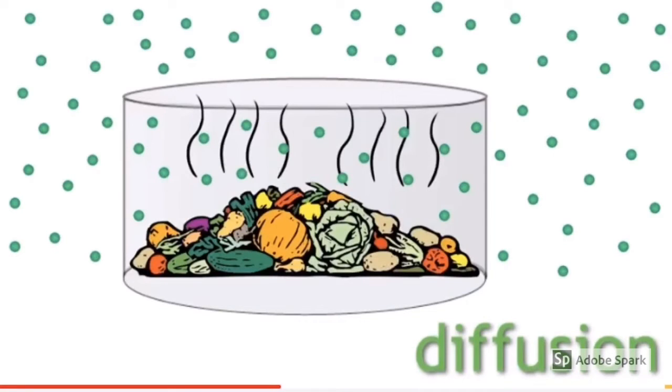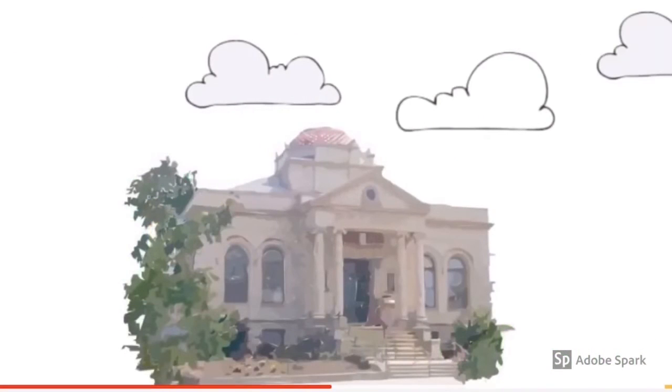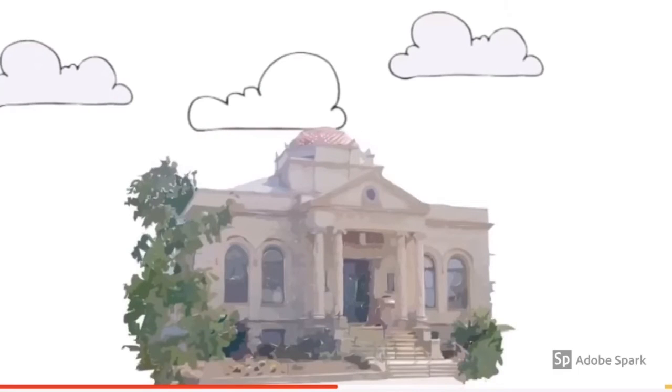Diffusion is the random movement of one gas through another from a region of high concentration, in this case inside the box, to a region of low concentration, in this case outside the box. It is a process that doesn't rely on wind or air currents. It will happen even if you are inside a building and the air is completely still.